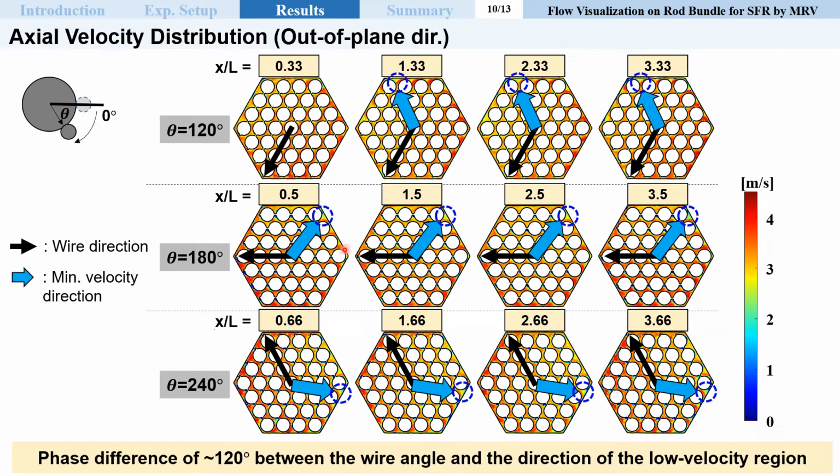Here, black arrows mean the wire direction, and blue arrows qualitatively mean the direction of the minimum velocity regions. The position of the minimum velocity region could be an important parameter as a vulnerable region to heat transfer. There was a phase difference of about 120 degrees between the wire angle and the direction of the minimum velocity region. The phase difference is maintained, and this follows the rotation of the wire. As the wire rotates, the phase difference also remains constant and tends to rotate.